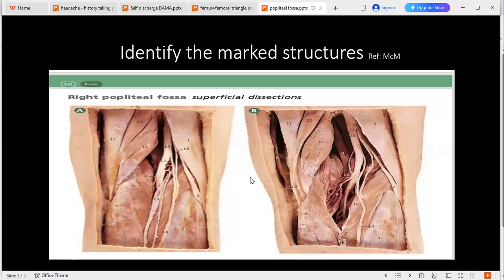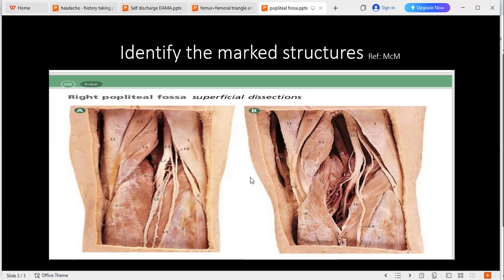Okay, above and laterally biceps femoris, above and medially semimembranosus and semitendinosus, below and laterally the lateral head of the gastrocnemius, and below and medially the medial head of the gastrocnemius. Please tell me the contents of the popliteal fossa from superficial to deep.